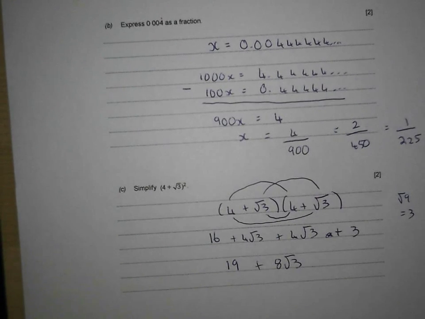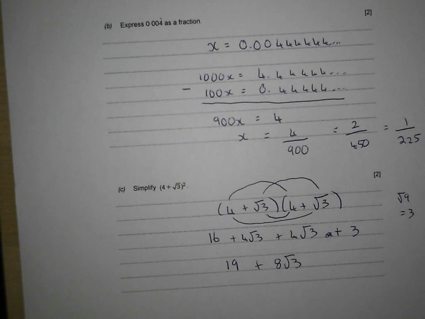Be careful with that one. If you had 4x plus 4x, you'd just say 8x. 4 root 3 plus 4 root 3 is just 8 root 3. Do not be writing root 6 or anything rubbish like that. Okay, done and dusted.